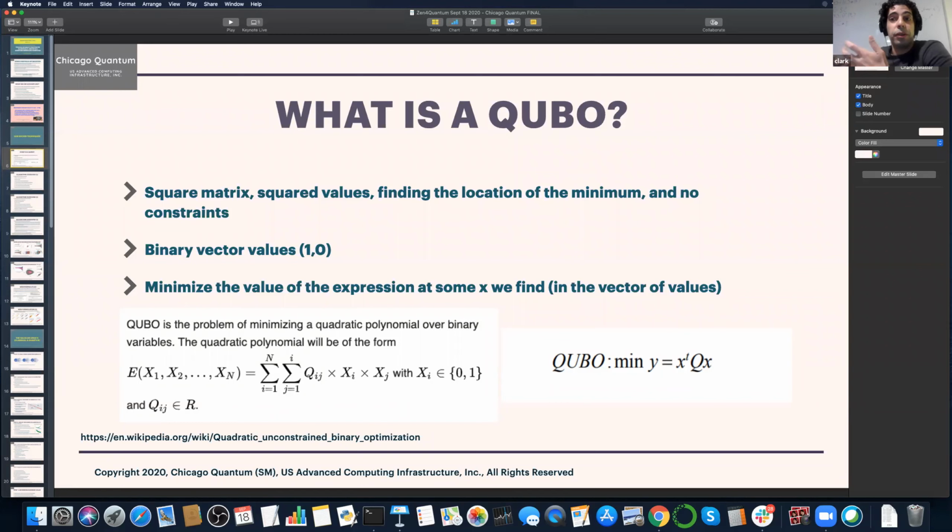Binary, that's B. This means that all the elements in the vectors x are just 0 and 1. So I have an unconstrained binary. They don't have to sum up to a certain thing. The vector doesn't have to sum up to 3 or 5, or whatever, it can be anything. And optimization is we're trying to find the x that gives us the minimum value of that quadratic form.